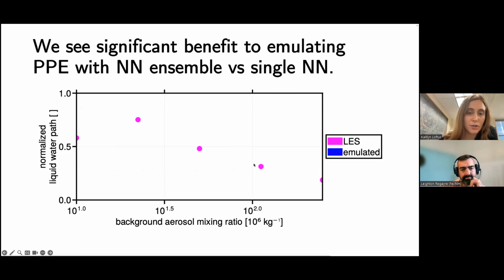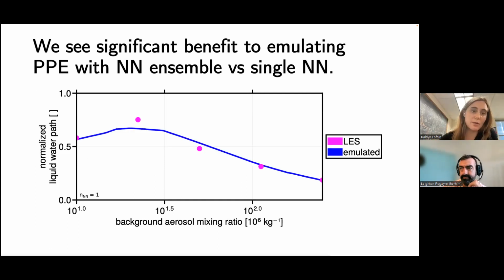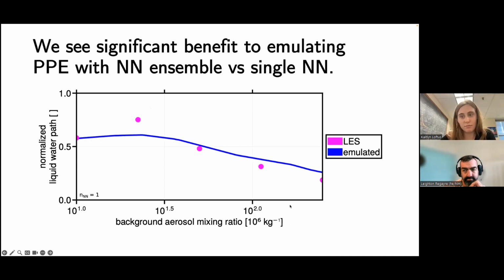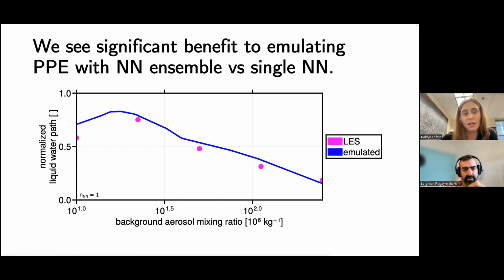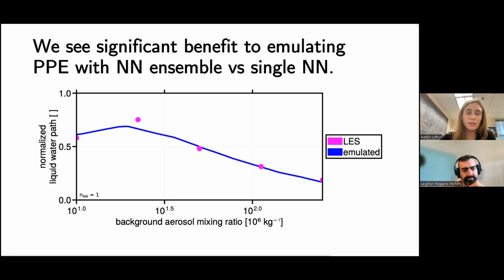The pink points are showing the LES outputs for a given parameter set. And then we can look at different neural networks. So this is a single neural network. For the same parameters that we put into the LES, how does it estimate this output metric as a function of background aerosol mixing ratio? We can generate many of these neural networks. We can see that the neural networks can capture the trend, but clearly there's some mismatch.